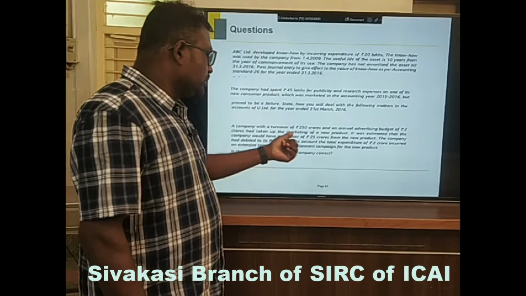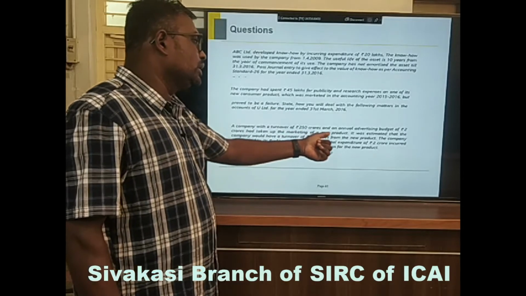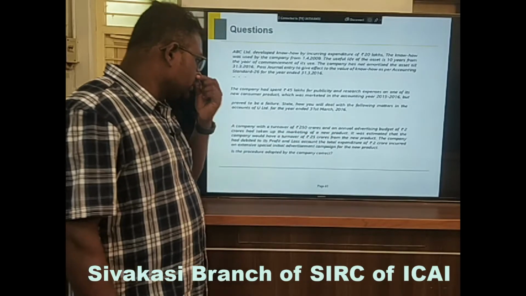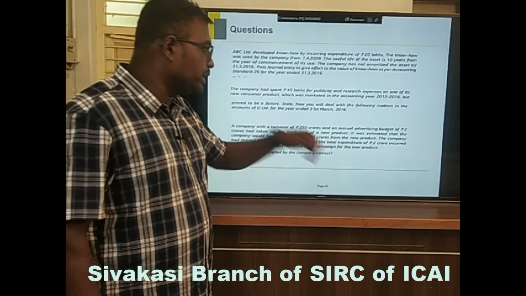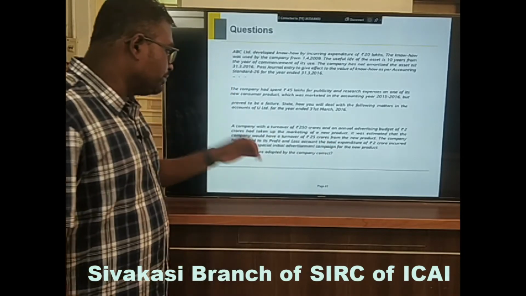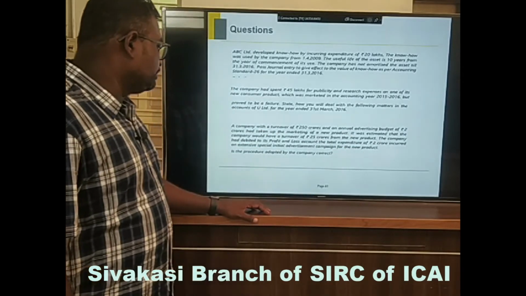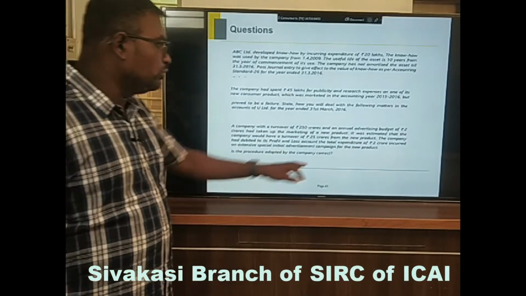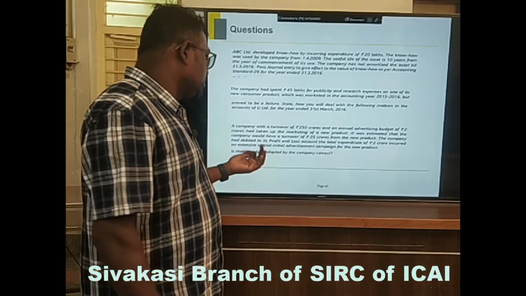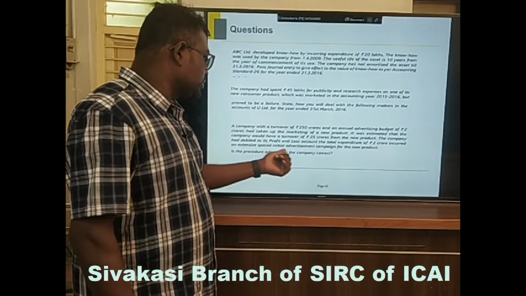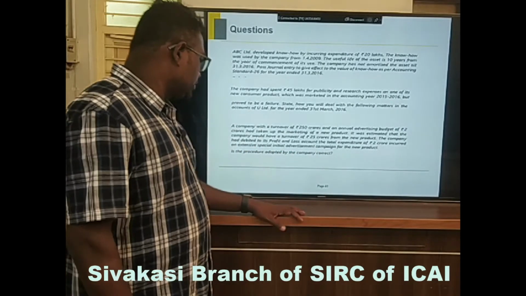The company with a turnover of 250 crores and an annual advertising budget of 2 crores has taken up the marketing of a new product. It was estimated that the company would have a turnover of 25 crore from the new product. The company has debited to its profit and loss account the total expenditure of 2 crore incurred on an extensive special initial advertisement campaign for the new product.